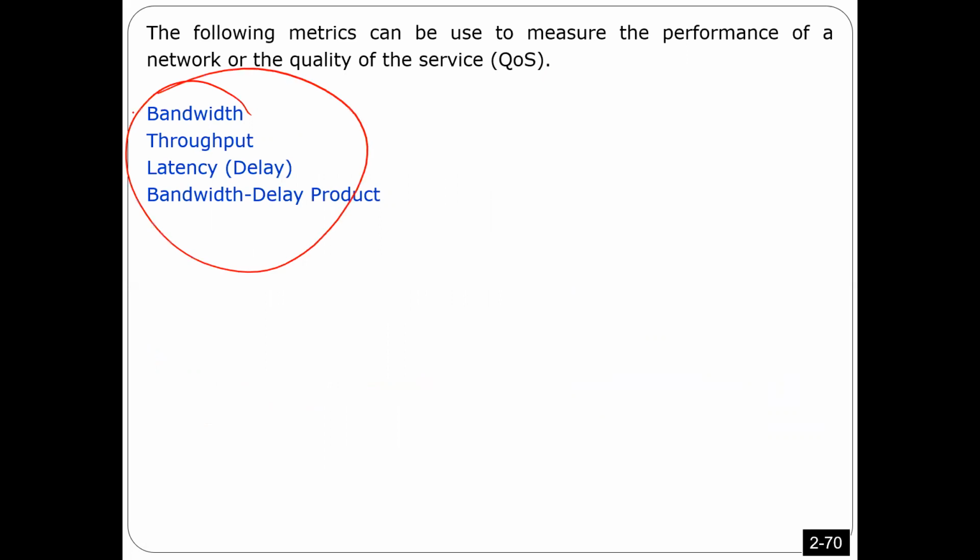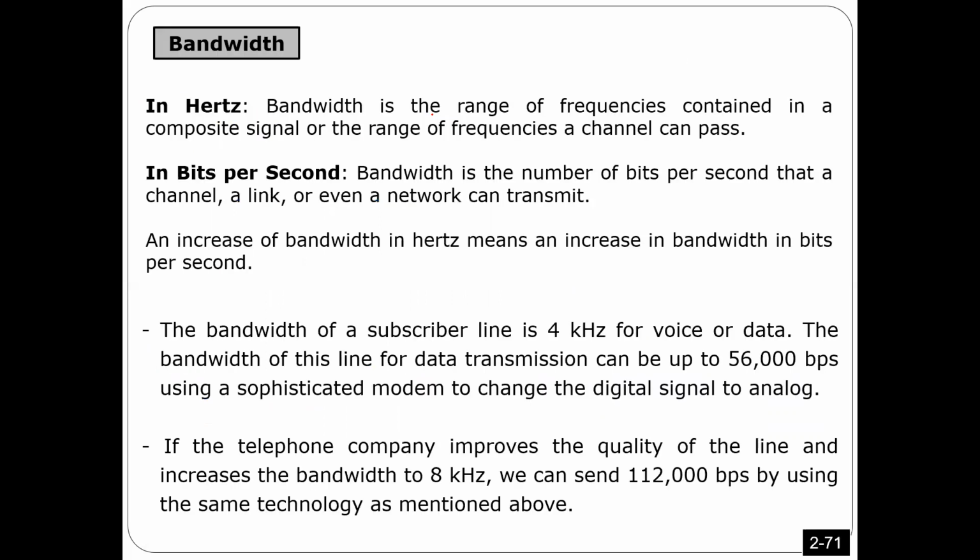I already explained some of them in chapter one. Performance. The first one here, I want to explain bandwidth and throughput. I want you to understand the difference between them. Bandwidth is somehow tricky. Why? Because if I ask you what is the bandwidth of a signal, as I explained before, the bandwidth of a signal is the range of frequencies, the maximum minus the minimum frequency. The range of frequencies contained in a signal. This is when I say the bandwidth of a signal.